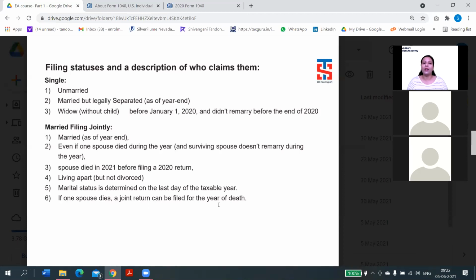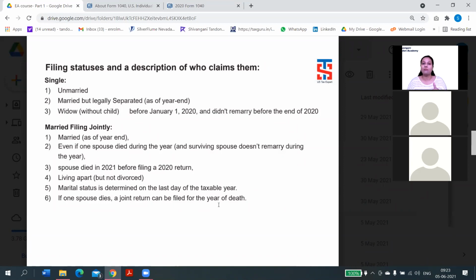Spouse died in 2021 before filing the return. Okay. Husband and wife both were alive all the year of 2020. Okay. And their return filing date is 15th April. Just before the return filing, somewhere in January or Feb, one of the spouses is dead.